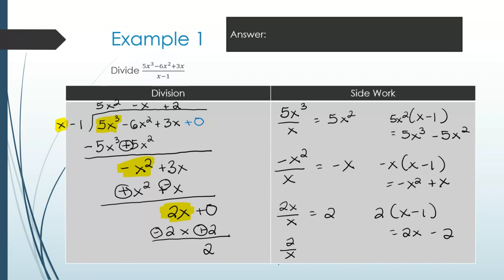So our answer, when we write this, is 5x squared minus x plus 2 plus 2 over x minus 1. So your remainder needs to be written over what you're dividing by, the x minus 1. So because we have a remainder, this does not divide evenly. And if it does not divide evenly, that means that x minus 1 is not a factor. If it was a factor, it would divide out nicely.